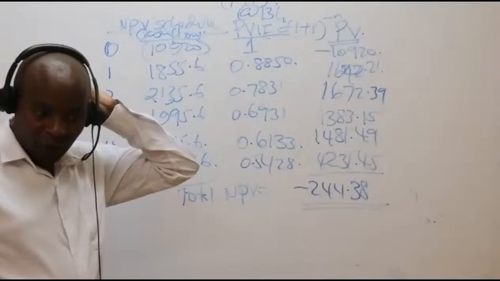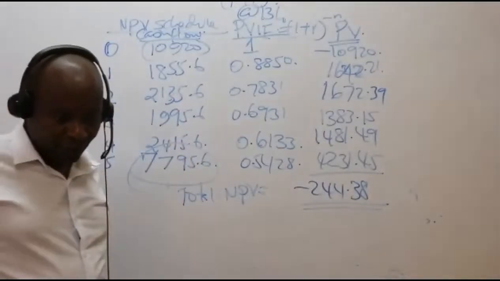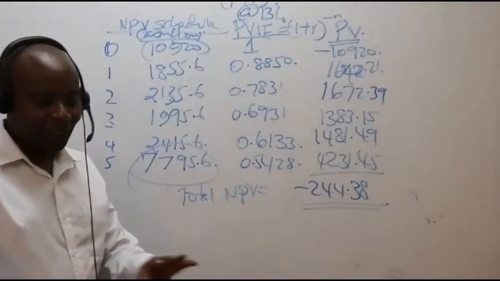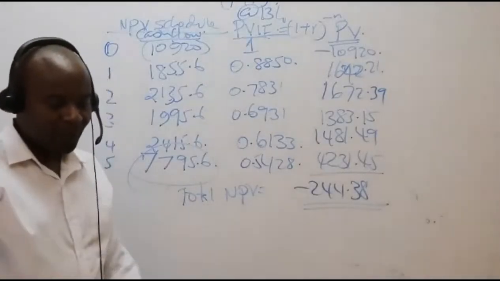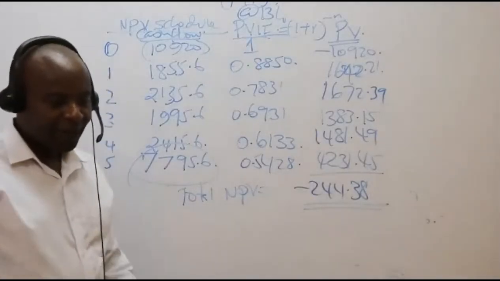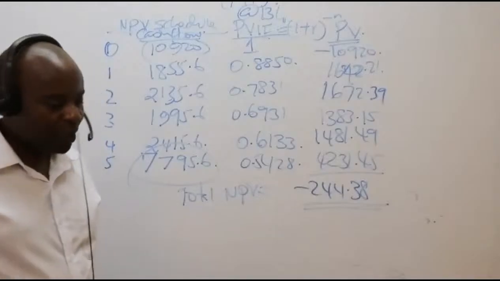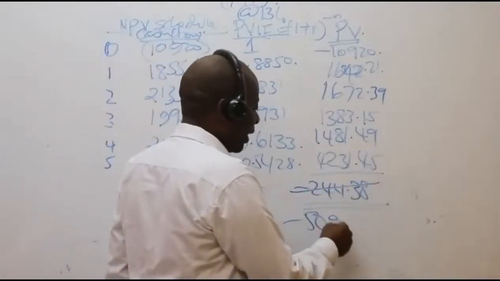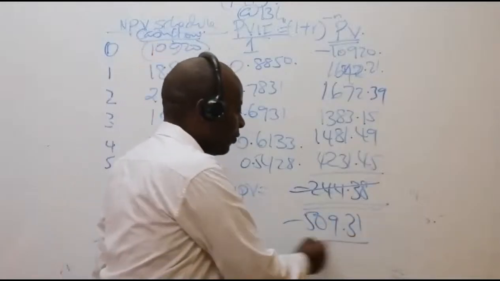Negative 244.38. Carol says no, negative 457. Another one says negative 509. I don't know why they're getting different answers. 510 and 509, those are the same. 513, I'll still give you, quite close. So most students are saying this is supposed to be negative 509.31.